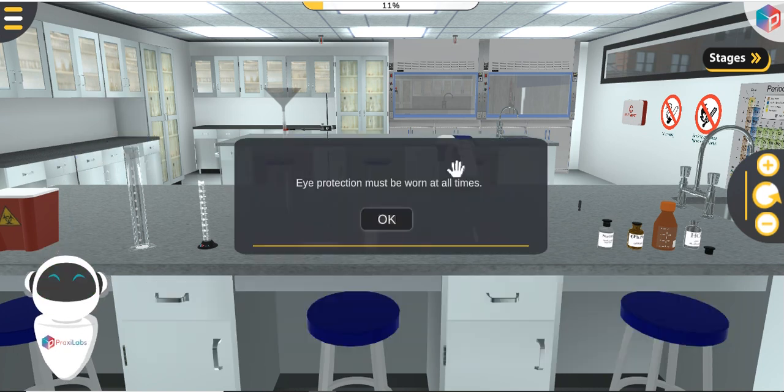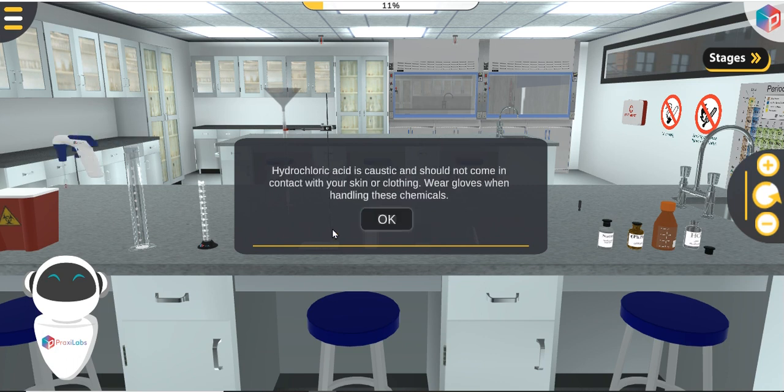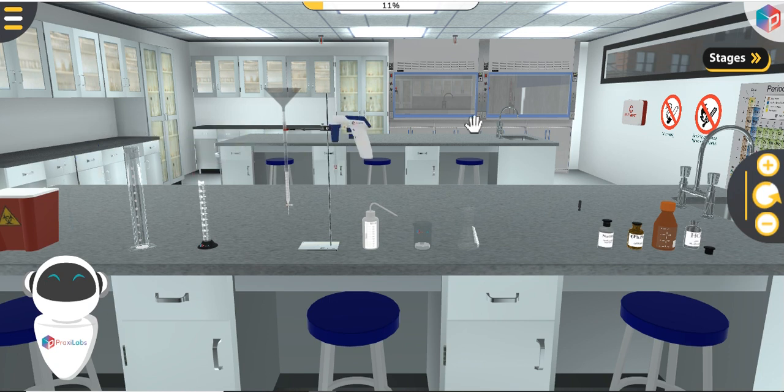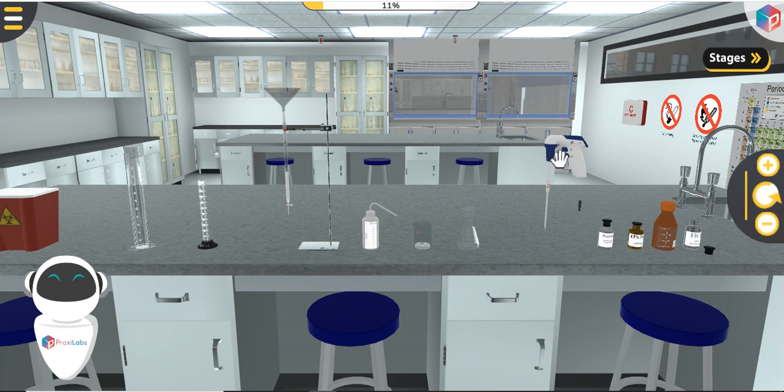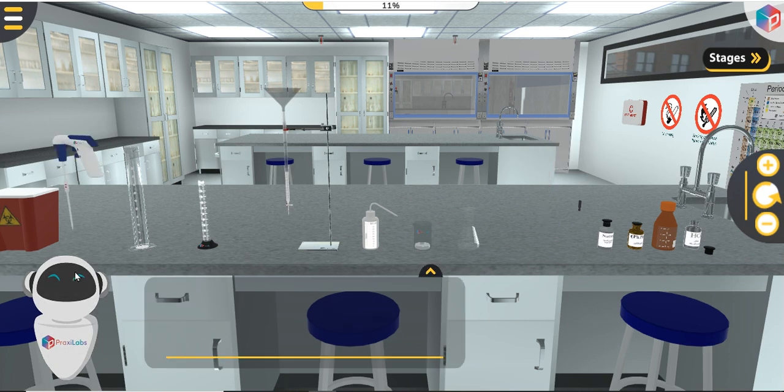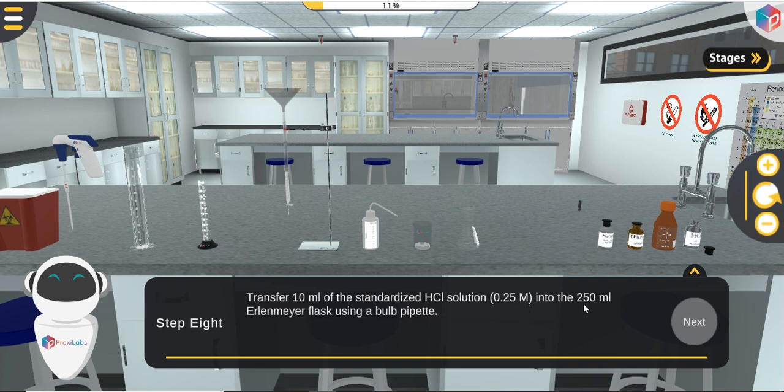Eye protection must be worn at all times. Precaution: hydrochloric acid is caustic and should not come in contact with your skin. These are precautions. Have I gotten my 10 ml from here? All right. Well, the next thing, got the 10 ml. Add it to the conical flask. Conical flask. Great. And then I think I'll bring my conical flask here.